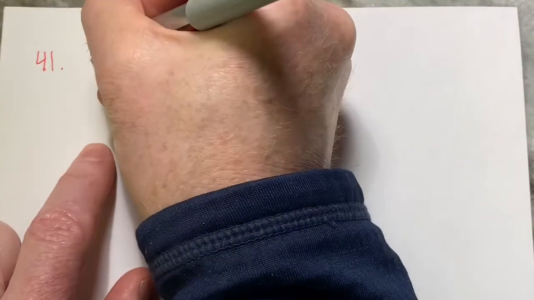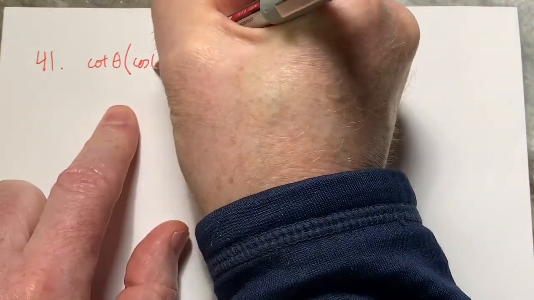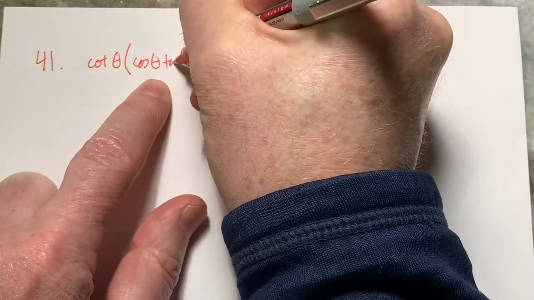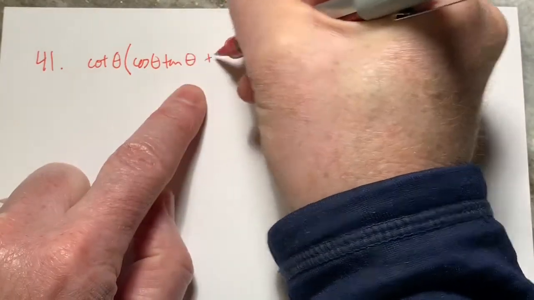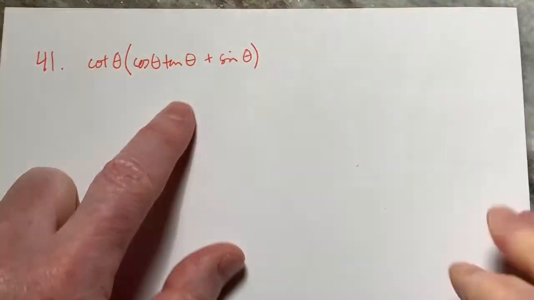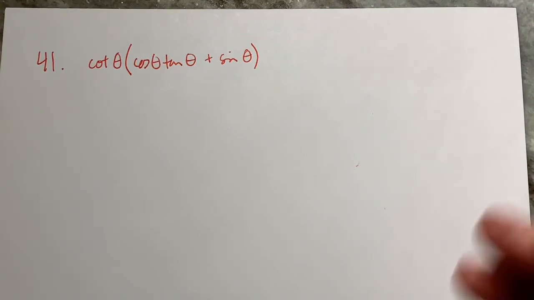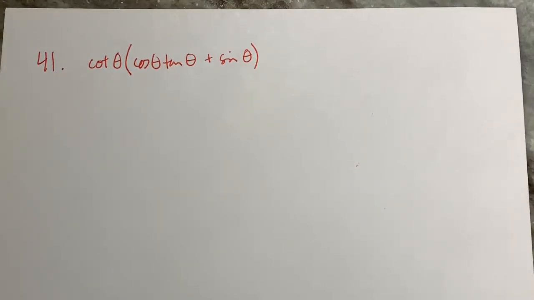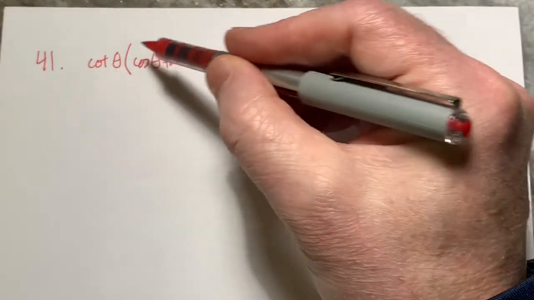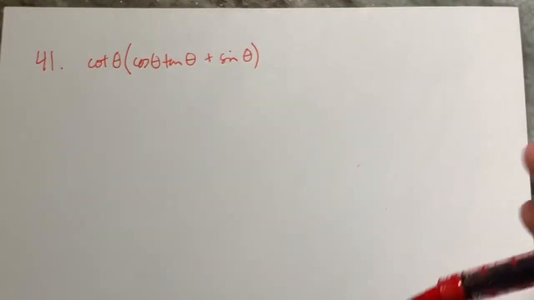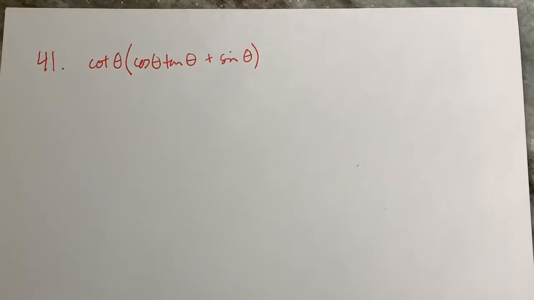Okay, so after 31, here is number 41. All right, so number 41, I have a cotangent of theta, and I'm multiplying by a cosine theta times a tan theta plus a sine theta. All right, now what in the world? I don't really see anything that jumps out at me. I know that PEMDAS says to multiply, so I could potentially multiply this in. I don't know if that's going to look that great when I do, but I might do that.